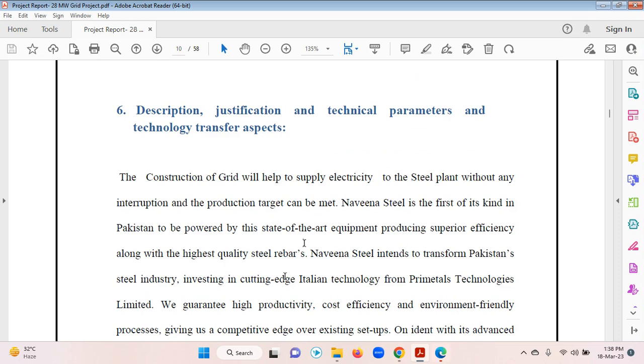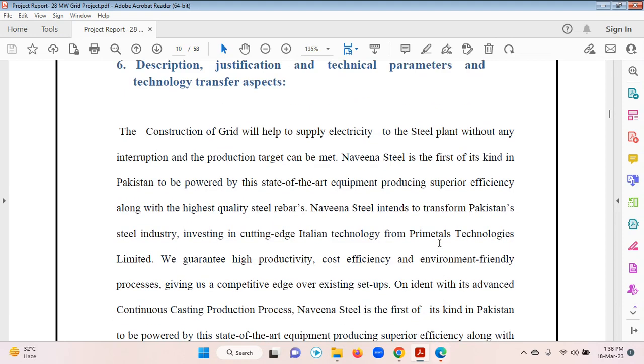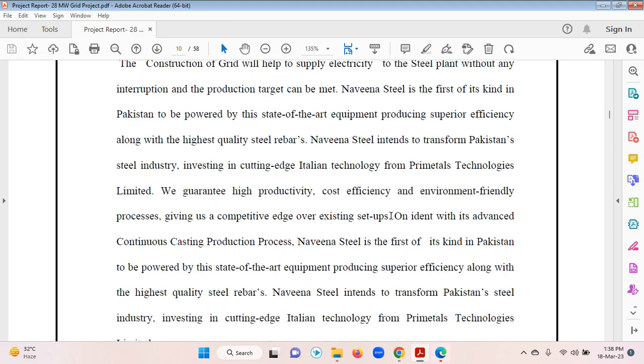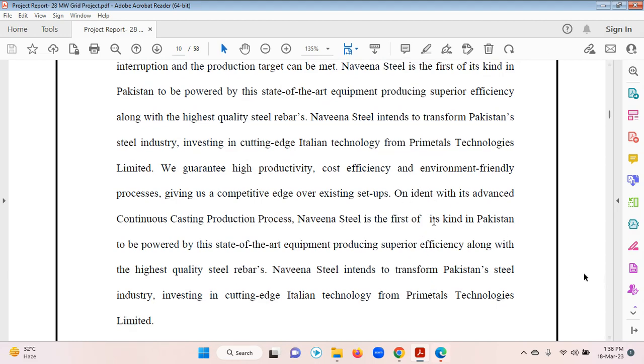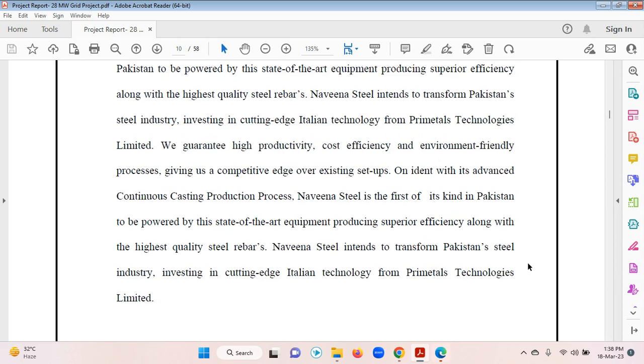In this paragraph, I shared about the justification and the technical parameters. I shared mostly about the plant, that this is a state of the art plant producing superior efficiency rebar, and that is being dispatched all across Pakistan. And since the plant is being run 24/7, a good grid station needs to be backed up, as the operation is uninterrupted.